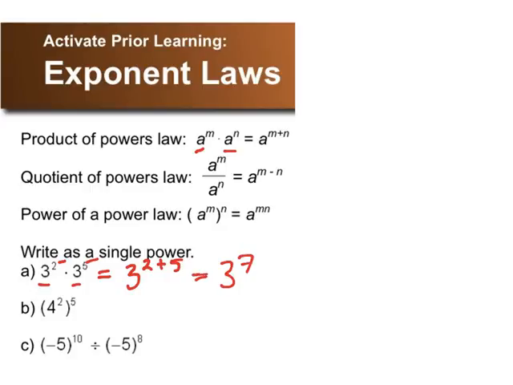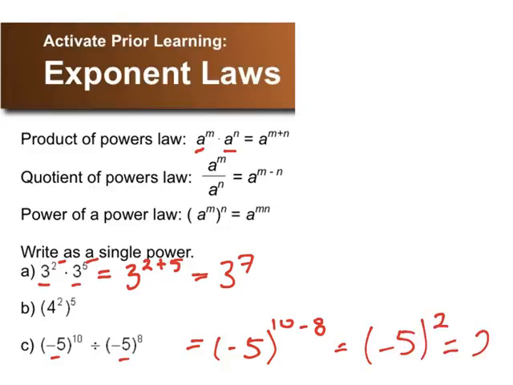For the quotient power laws, let's look at the last example. When the bases are the same, the base is negative 5, the exponents subtract. So 10 minus 8 will give us negative 5 to the power of 2, which is in this case 25.